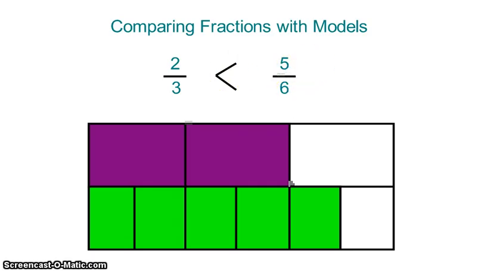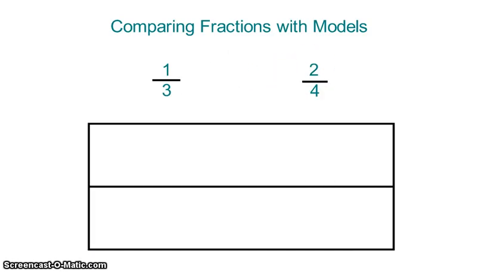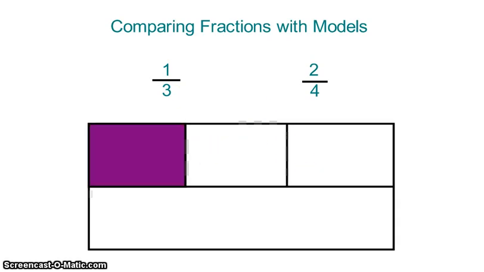Let's try another example. 1/3 and 2/4. So again, I draw my big rectangle here. I split it in half. This way I know that my whole pieces are exactly the same. Alright, so the top here I am dealing with third pieces. So here I have my thirds, and I'm going to color in one of my third pieces.